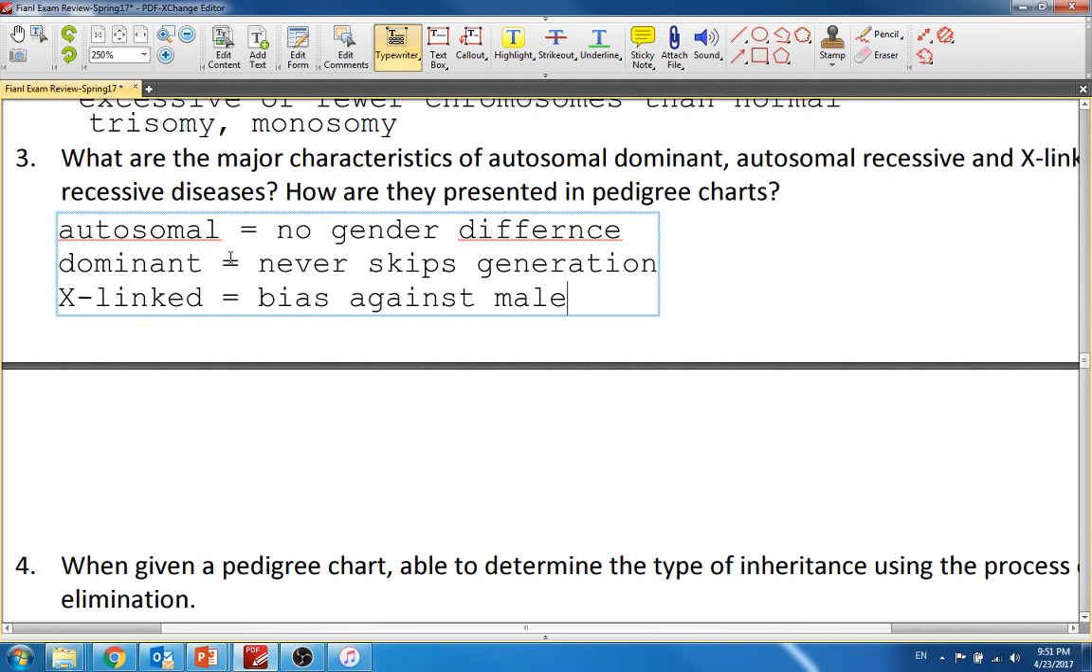Autosomal recessive disorders: if you see that the disease skips generations, it must mean that the disease is recessive. Because it's autosomal, you're going to see the disease affecting males and females equally. X-linked recessive disease will affect mostly just the males. Females tend to be carriers. And also remember that for X-linked recessive disease, males will never be carriers. And if a female is affected, this female must have an affected father.